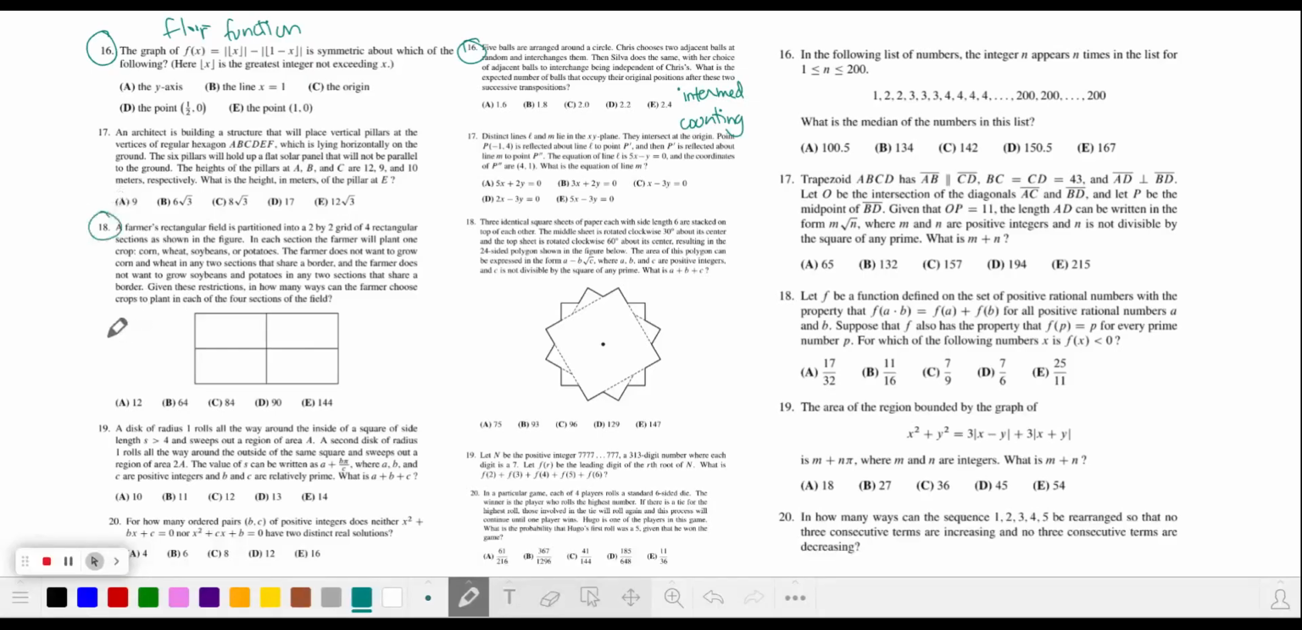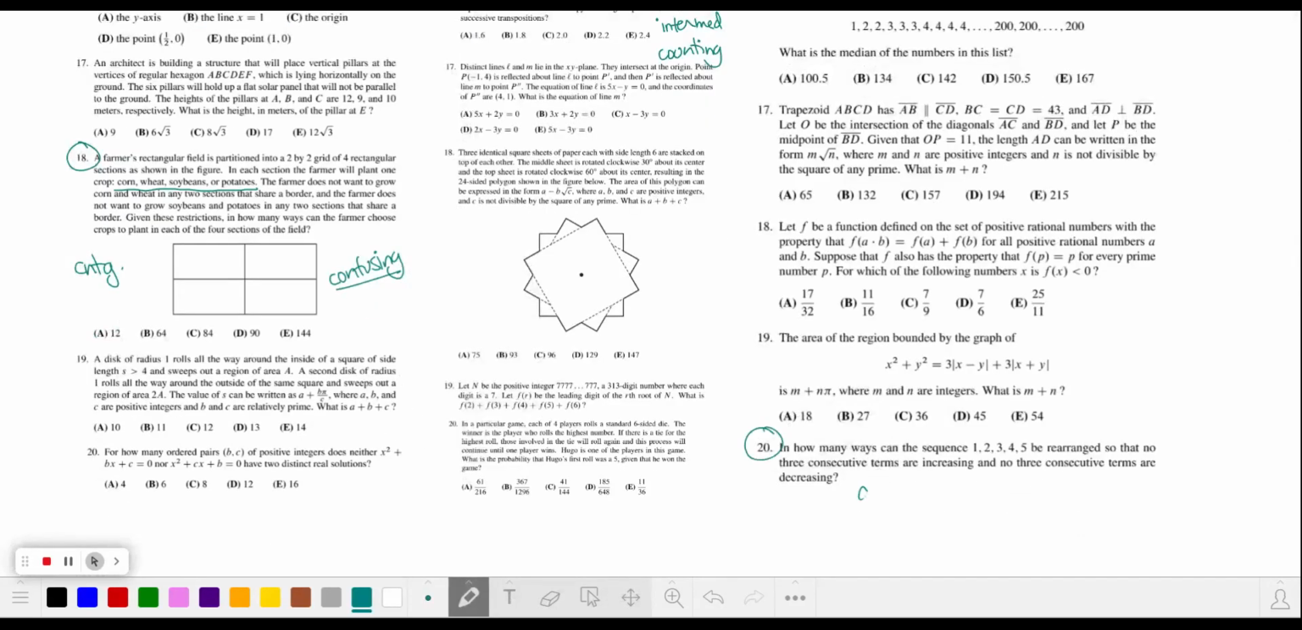This is also a counting problem. It looks pretty easy because there's only 4 crops that you need to distribute in these 4, but I also thought it was kind of confusing to get the counting right. This number 20 down here is also a more advanced counting problem. It involves casework and the principle of inclusion and exclusion.